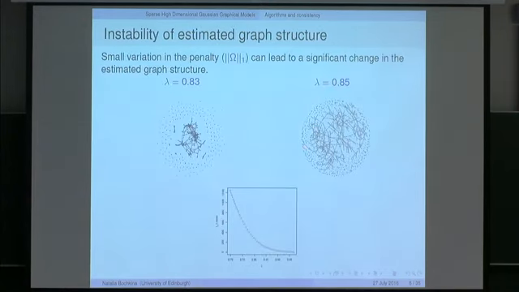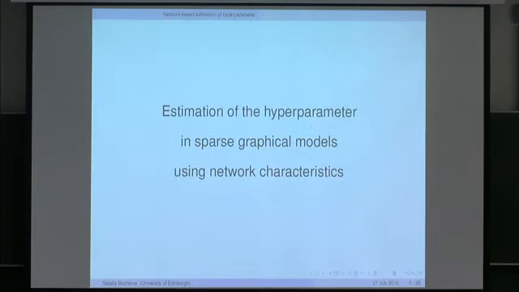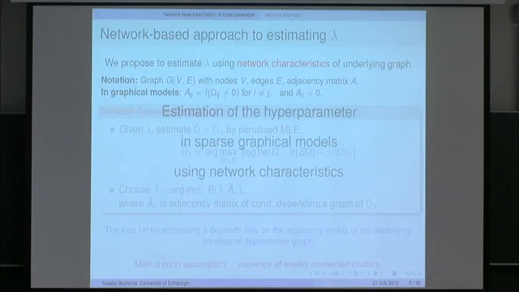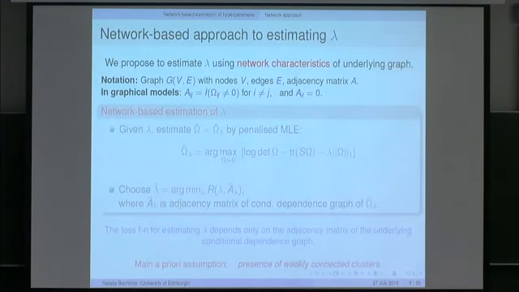So what we wanted is to get away from looking at omega, because if one looks at the L1 penalty, you can see that a small variation, I think from 0.3 to 0.5, the L1 norm changes smoothly, but the graph topology changes quite a lot. So we wanted to look at network characteristics to choose lambda. So that's our way.